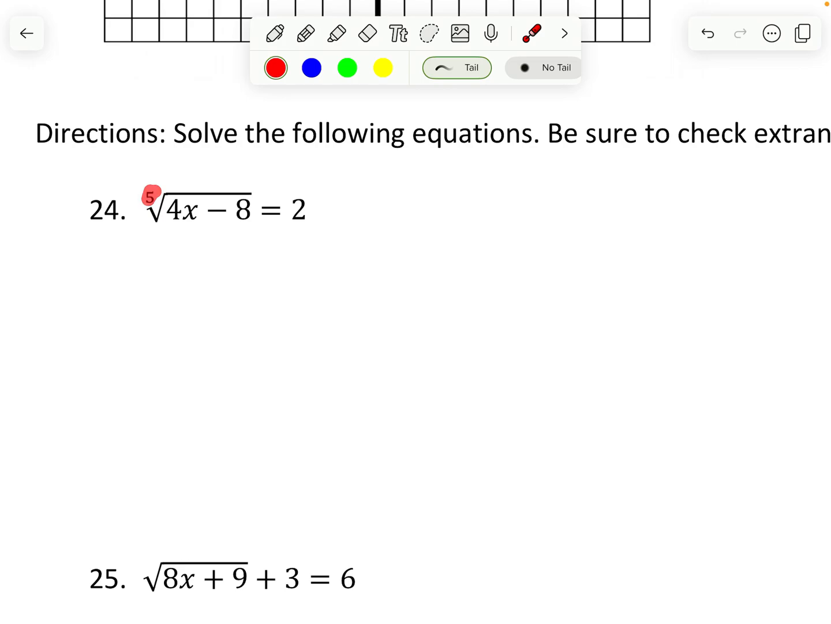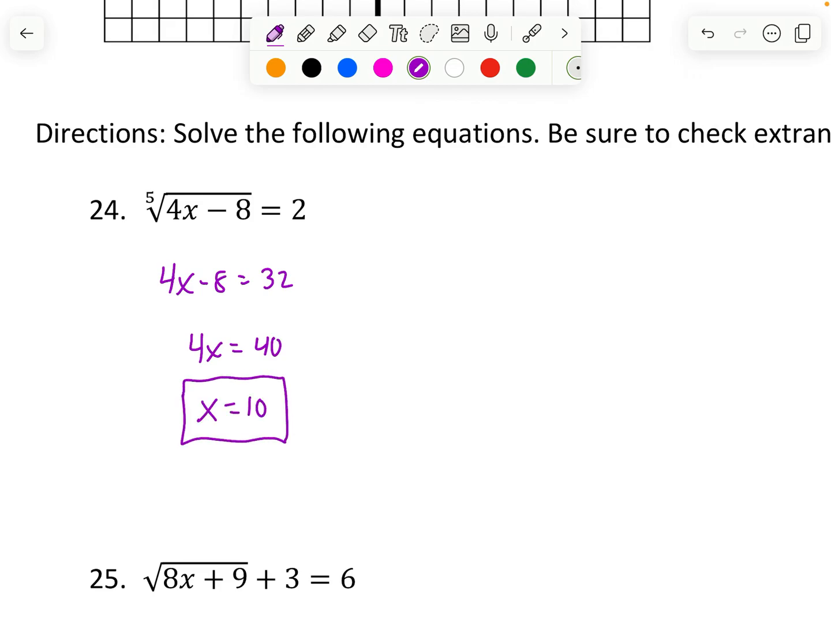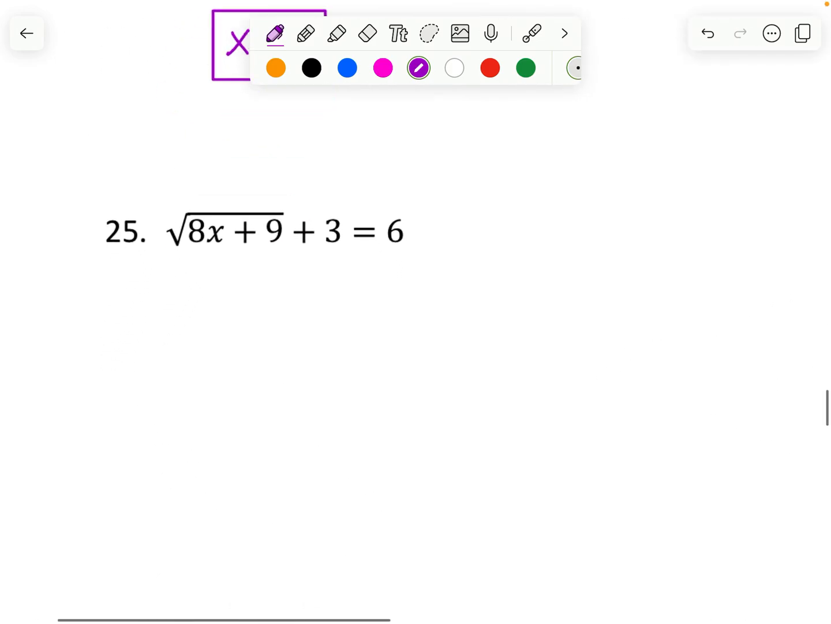So first, to get rid of a 5th root, since the whole thing's already by itself, you can raise both sides to the 5th power, giving us this. Add 8, and you get x equals 10. Again, plug that in, make sure it works. If it does, great. If it doesn't, it's extraneous.